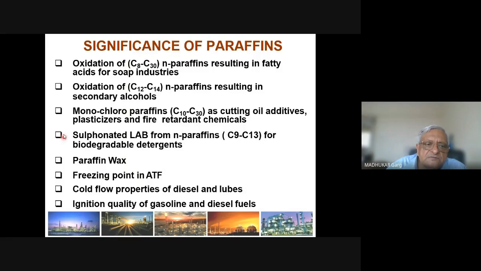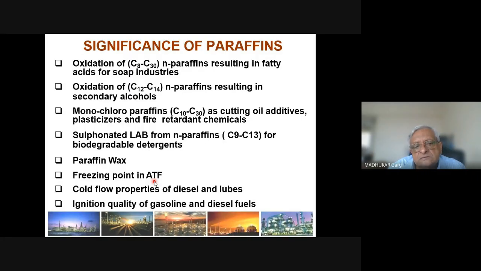This is how the world uses the paraffins present in crude oil. The negative impact is that if jet fuel has too many normal paraffins, its freezing point goes up. And since airplanes fly at 40,000 feet, maximum 42,000 feet, the air temperature at that height is minus 45, minus 46, sometimes even minus 48 degrees Celsius.